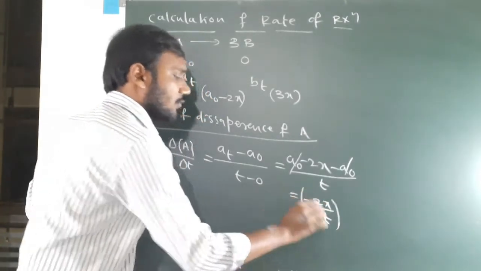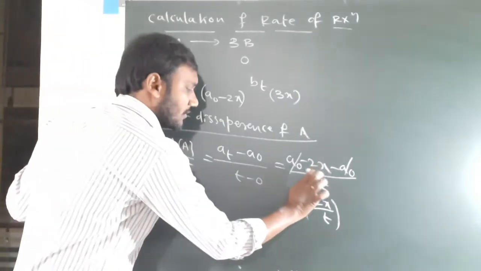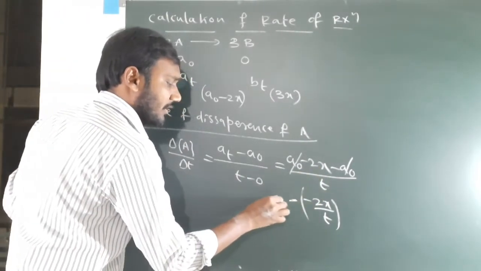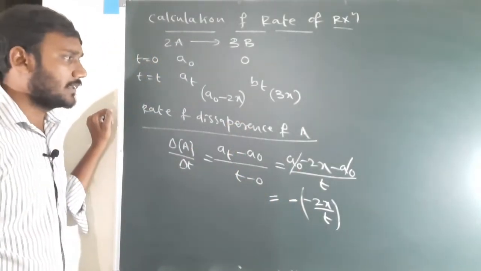So again the rate is what? Negative. But rate can't be negative. It is always positive. So that's why you have to multiply with a negative to make it positive. This is the rate of disappearance of A.